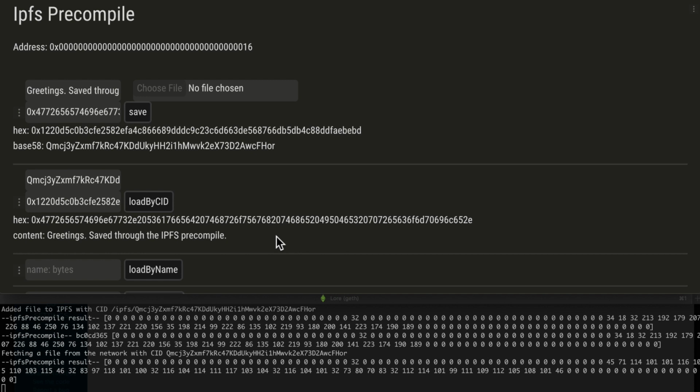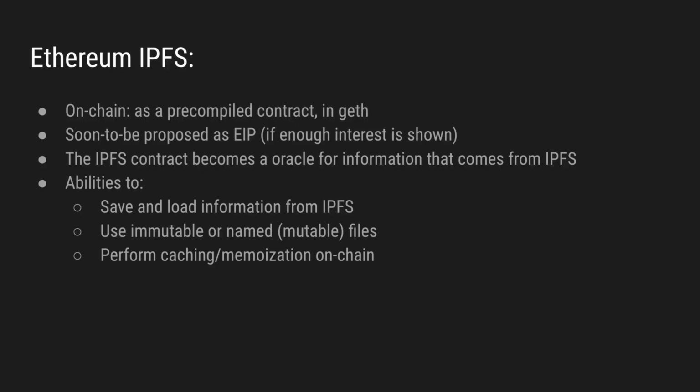This was a short initial demo on this topic, and there will be more to come. You just saw an IPFS precompile implemented in a fork of Go Ethereum, or Geth, soon to be proposed as an EIP if enough interest is shown. The IPFS contract becomes an oracle for information that comes from IPFS. And you can save and load information from IPFS, use immutable or named mutable files, and perform caching and memoization on-chain.